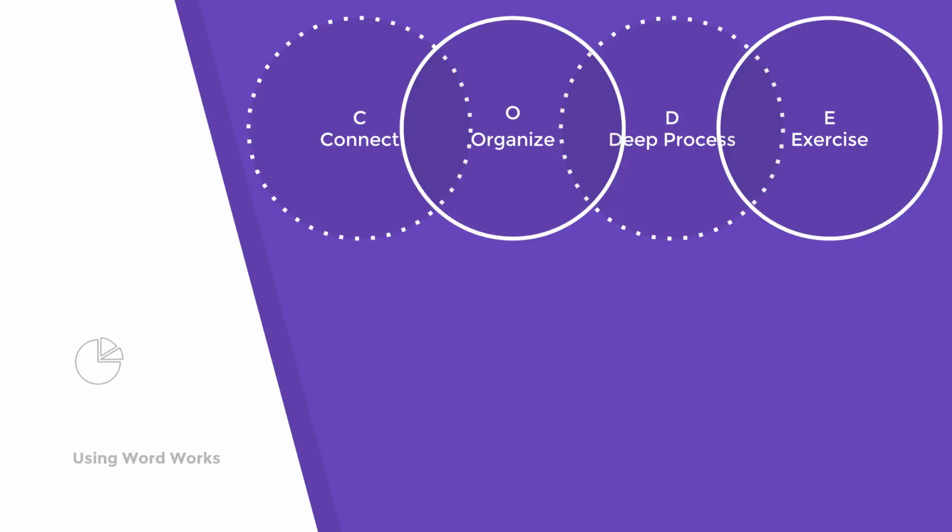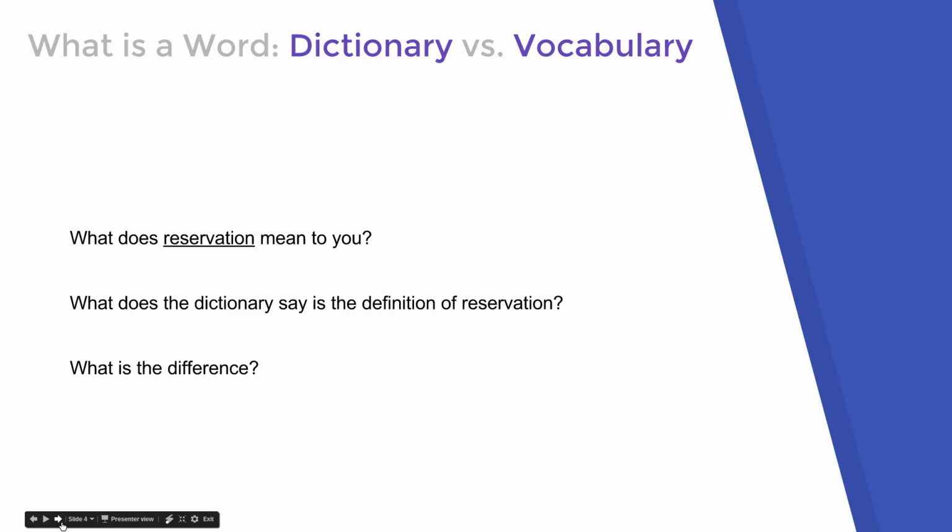Kids need to connect to the word. They need to organize it in a manner that makes sense to them. They have to process it deeply on how it's used, and then they really truly have to practice, and that's what CODE is all about.